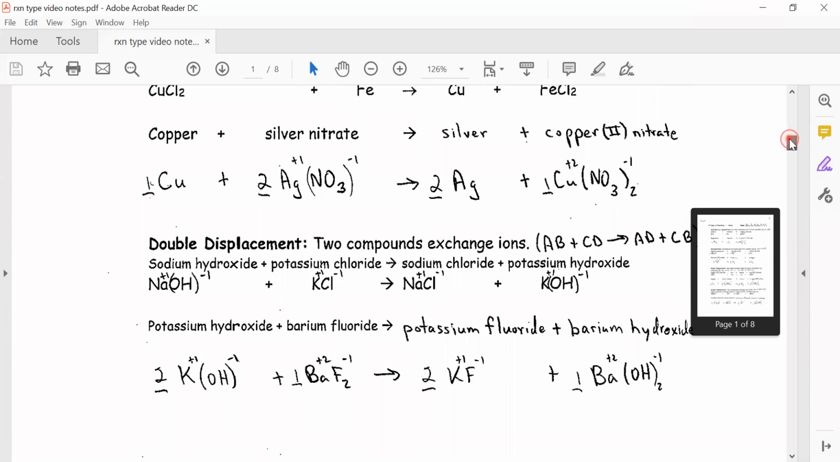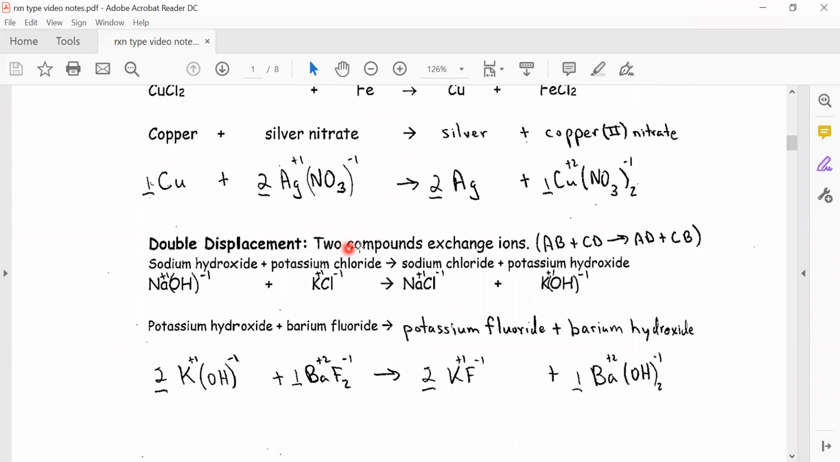And here we go. So this is where two compounds exchange ions. And typically, we're going to talk about two ionic compounds switching places. Sodium hydroxide plus potassium chloride. Positive, negative, positive, negative. Now this positive goes with this negative, forming sodium chloride, and then this positive goes with this negative, forming potassium hydroxide.